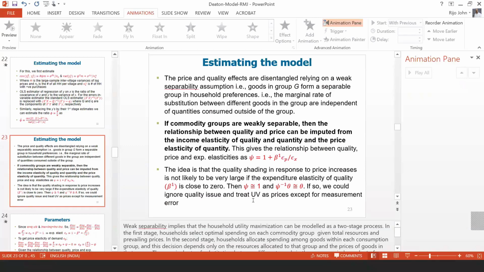Now, remember, only if we are able to find a beta 1, or the quality elasticity, which is close to 0, are we okay neglecting that and treating the theta itself, and you need to adjust the unit values only for measurement error. Obviously, because if we are finding that the unit values do not have any quality elasticity, then we don't need to correct for it, right? But if the quality elasticities are found to be significant and sizable in magnitude, then we need to make corrections for both.